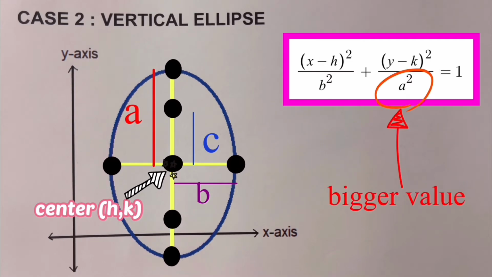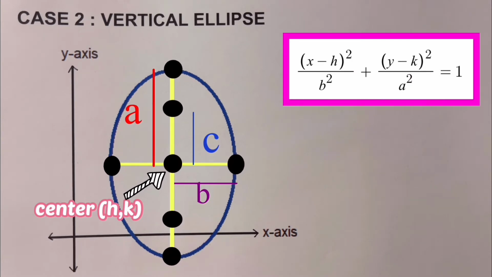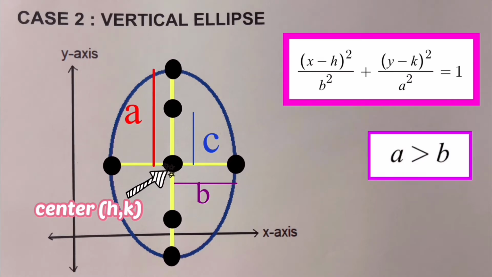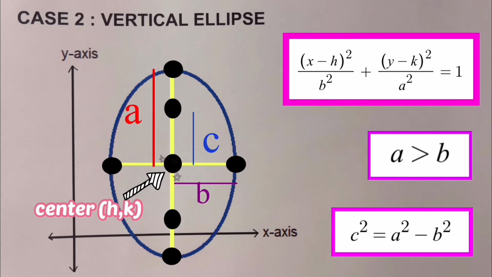Now we remember that a², the greater value, is placed under (y − k)². The reason is that this is a vertical ellipse. Vertical means up or down, and so it is placed under the y. We also remember that a is always greater than b, and the formula that relates these lengths is c² = a² − b². So these are the parts of every ellipse, and these are the two cases of an ellipse, the vertical and the horizontal ellipse.